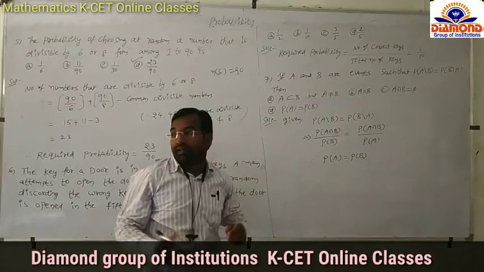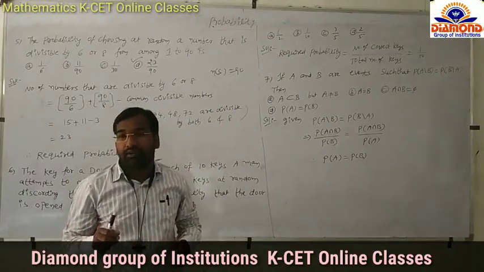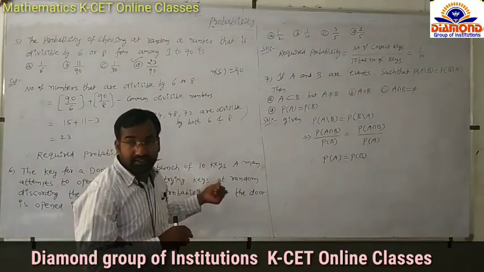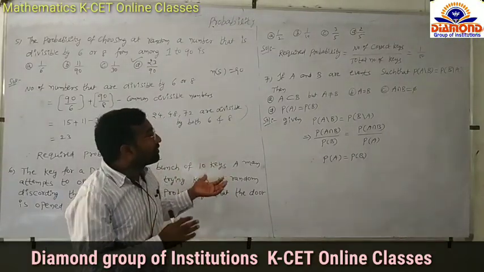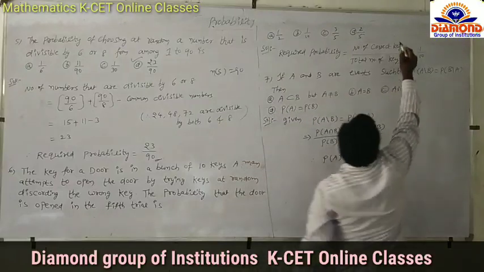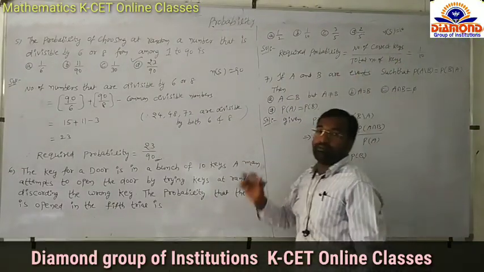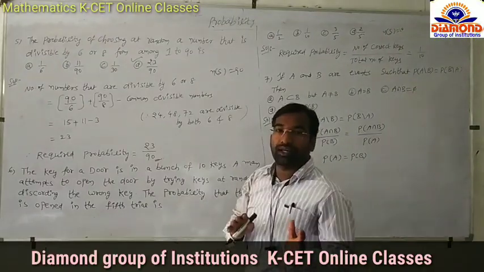So to open the door by using the keys, only out of a bunch of 10 keys. Here 10 keys are given in total. So n of S is 10. Total number of keys is 10. By using 10 keys, you can open the door.